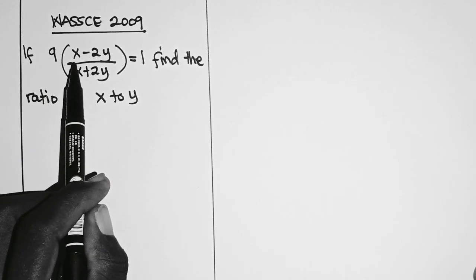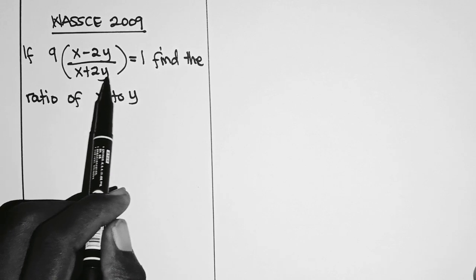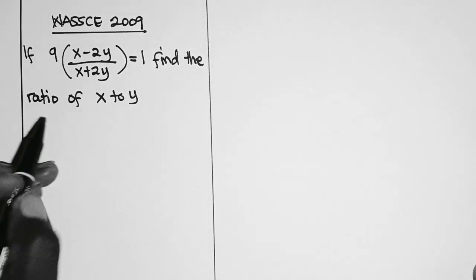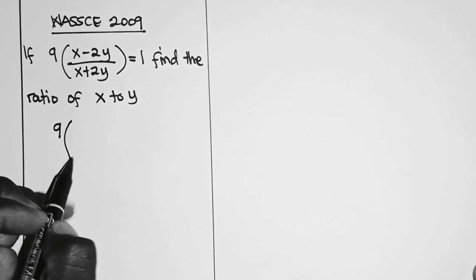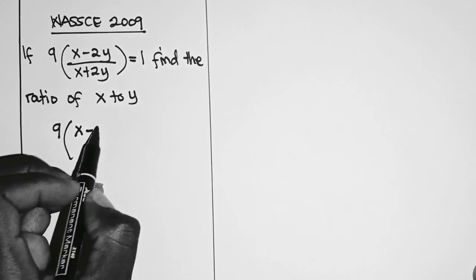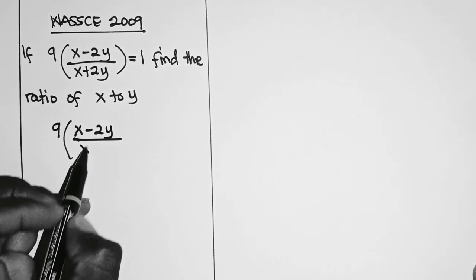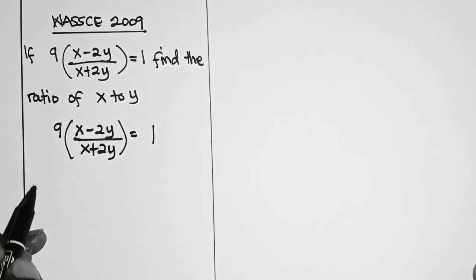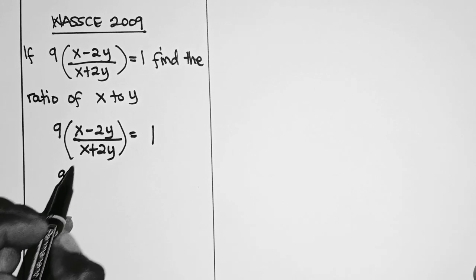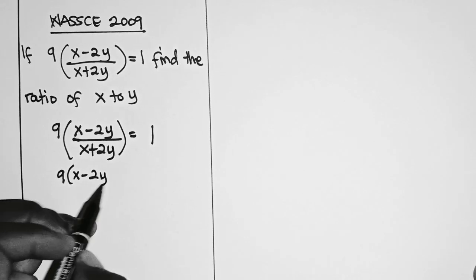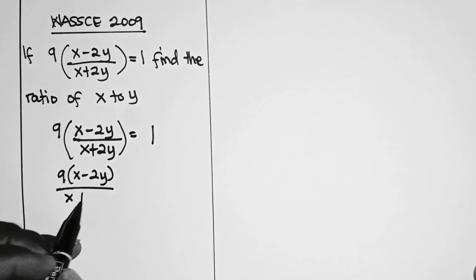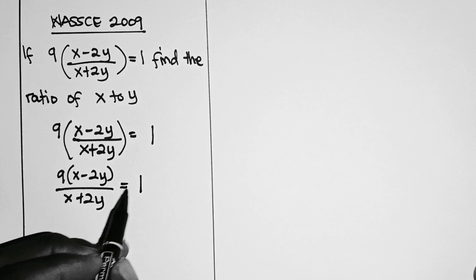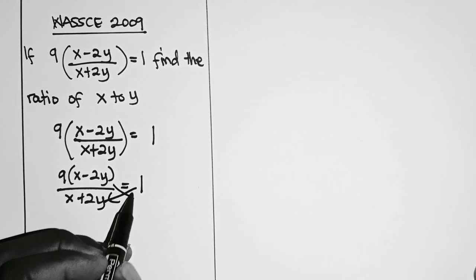If 9 times (x minus 2y) divided by (x plus 2y) is equal to 1, find the ratio of x to y. So we have 9 times (x minus 2y) divided by (x plus 2y) equals 1. We can rewrite this as 9 times (x minus 2y) divided by (x plus 2y) equals 1. So what we need to do is cross multiply.